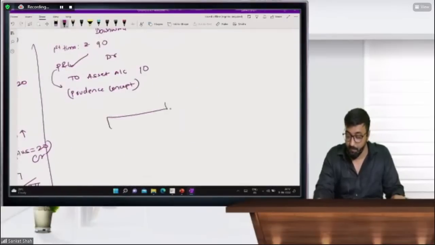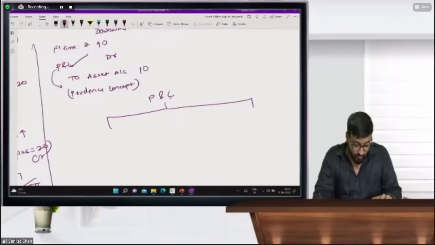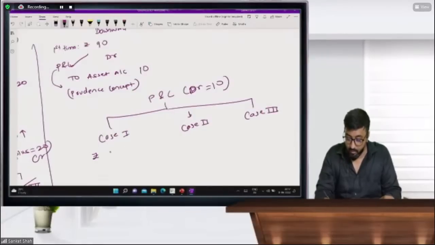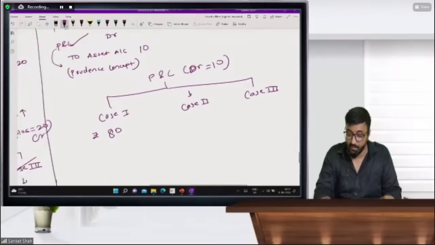Now here, what is the balance in P&L? Yes. Now P&L balance is debit rupees 10. And now subsequent cases, case 1, case 2, case 3. Here, downward by rupees again 75.